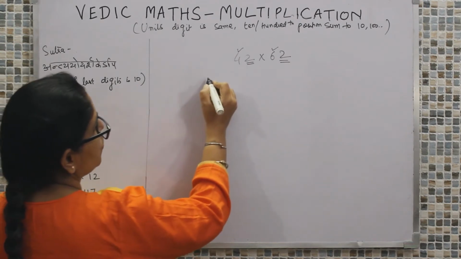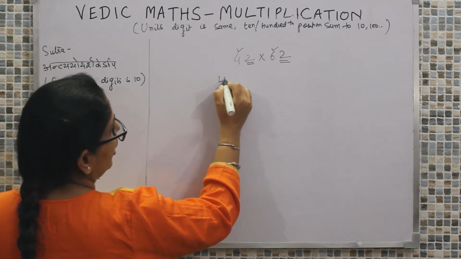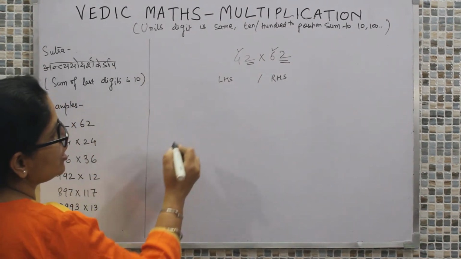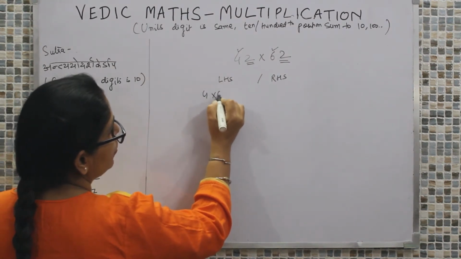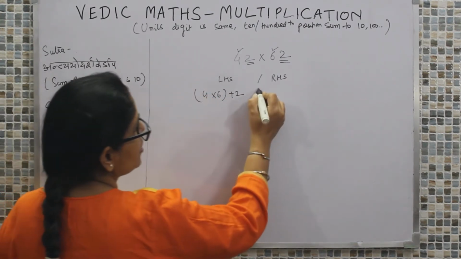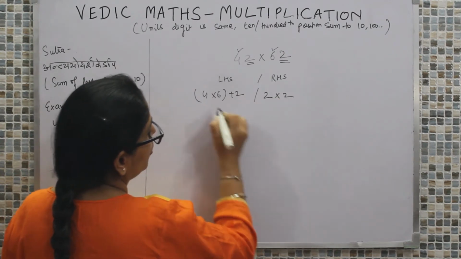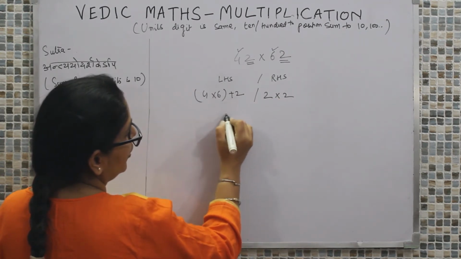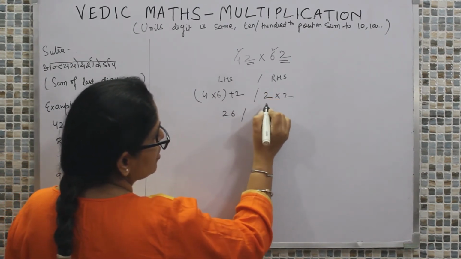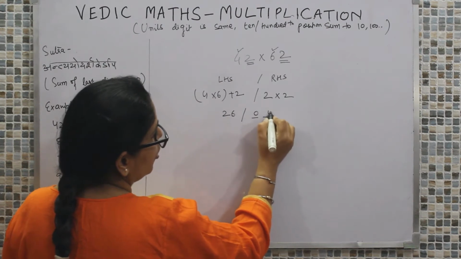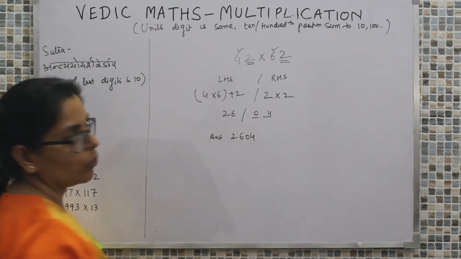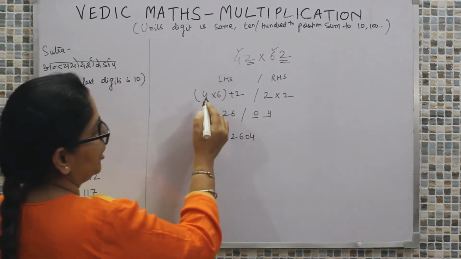For such questions, we have the LHS part and the RHS part. The LHS part will be 4 into 6 plus 2, and the RHS will be 2 into 2. So we have 24 plus 2, that is 26, and here we need to leave 2 places for the RHS. 2 twos are 4. So the answer is 2604.